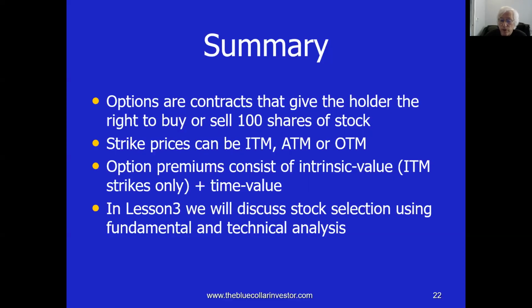Option premiums consist of intrinsic value plus time value, but only in the money strikes have an intrinsic value component to them. The example we gave for that was the stock trading at 56. We sold the 50 call for 8. So the intrinsic value was $6. The amount to strike was lower than current market value. And the actual time value profit then is 8 minus 6, or $2. And that concludes lesson 2.